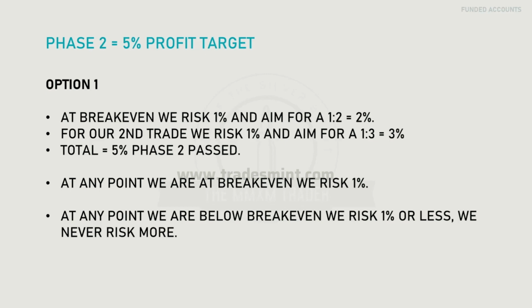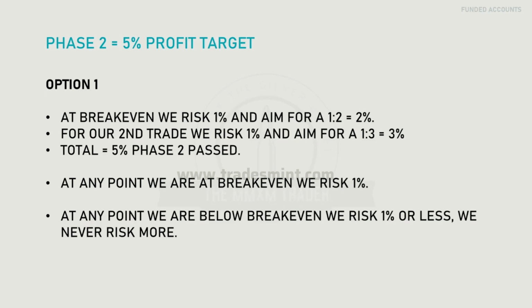Now for phase two, option number one, at break even, again, we risk 1% and aim for that buffer, right? That 1 to 2. So we have a 2% buffer. Then for a second trade, we risk 1% and then aim for a 1 to 3. Now you can see this is a little bit more conservative, right? Because on phase one you have an 8% profit target, which can be a long climb if it's not done properly, but this 5% is a little bit easier to attain, so there's no need to risk 2%, right, for option number one. So risking 1% to go for a 1 to 3, getting that 3%, and then you have that full 5% phase two passed.